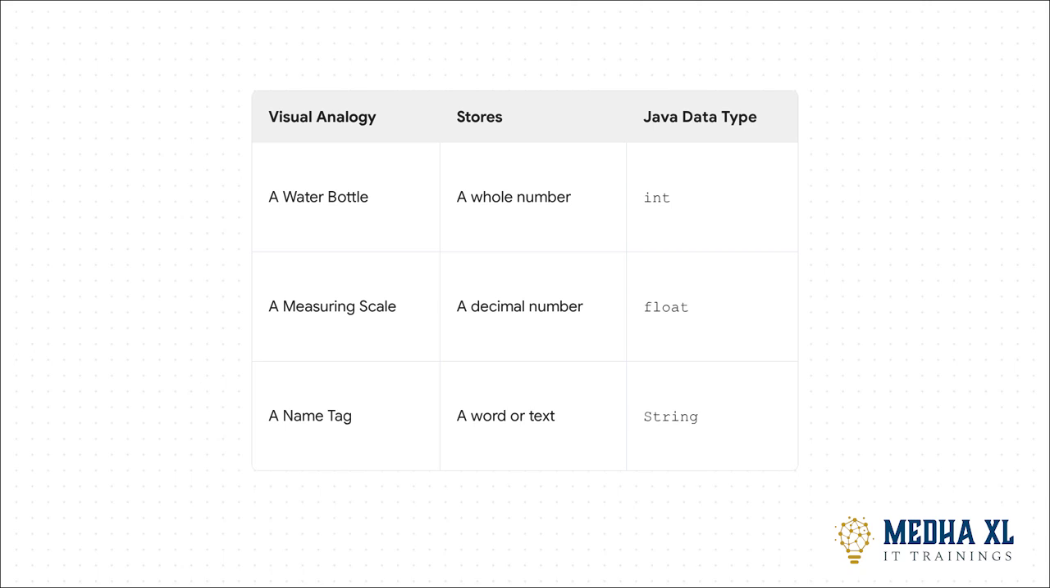So let's say you have a simple whole number, like 10, or 25, or 42. Think of that like a water bottle, right? It holds a specific whole amount. In Java, that kind of container is called an int. Okay, what about a number with a decimal? Something more precise, like 98.6. For that, you need something more like a measuring scale. In Java, we'd use a container called a float. And finally, for text, like someone's name, a name tag is a great way to picture that. And in Java, that's called a string.